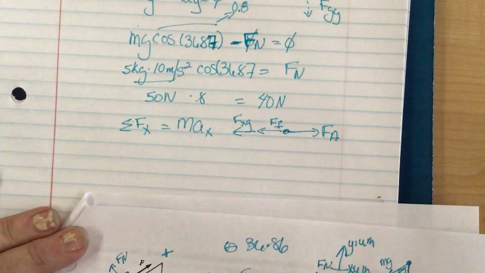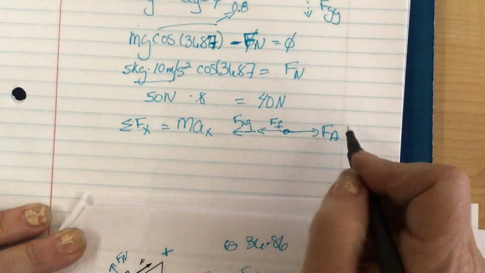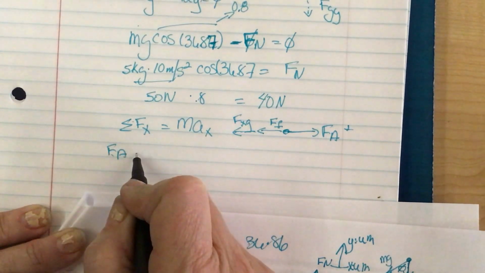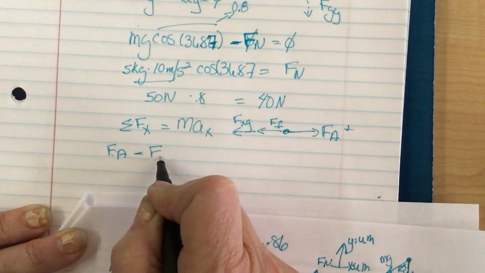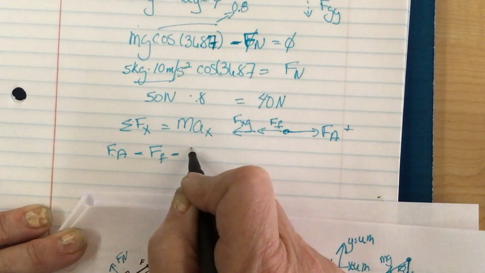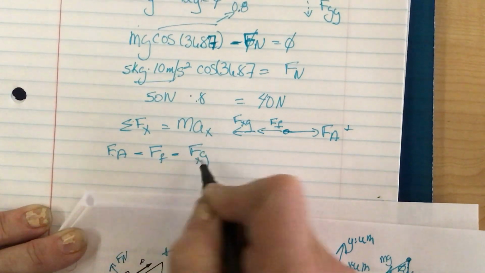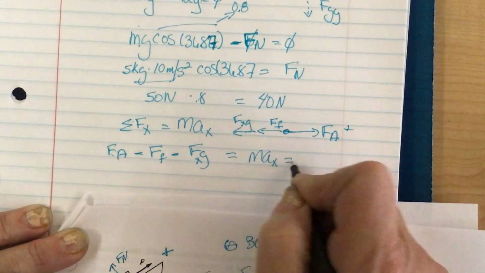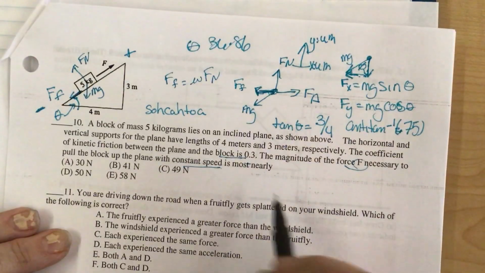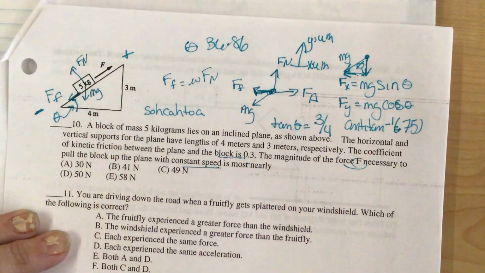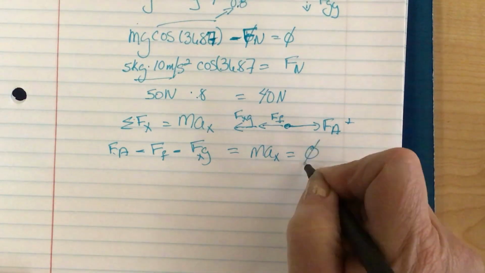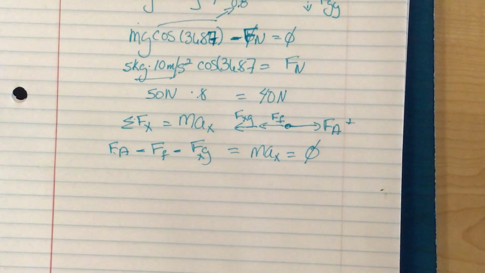And if we do that, then we're summing the forces up. This is the positive direction. So we have the force applied minus the force of friction minus the force of gravity in the x direction is equal to mass times acceleration in the x direction. And they told us we're trying to figure out how much because it's moving with constant speed. So that makes acceleration 0. So that's 0. So far, so good?